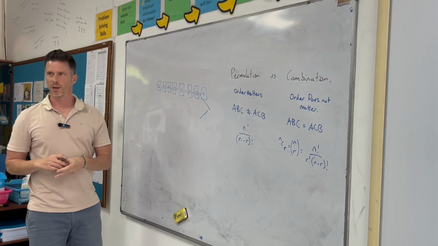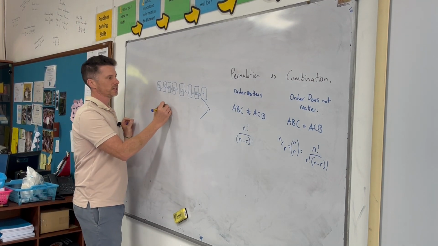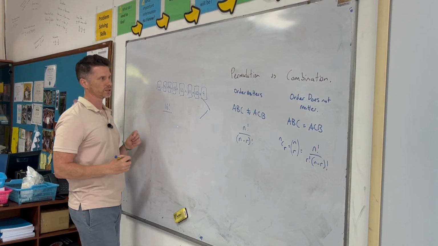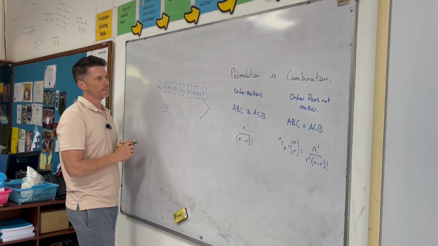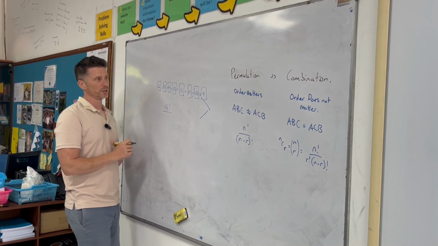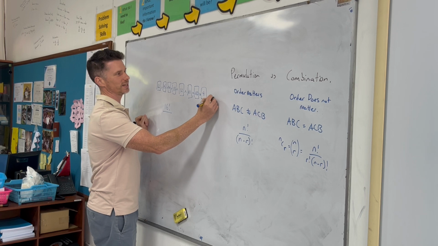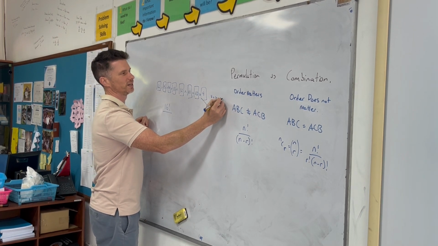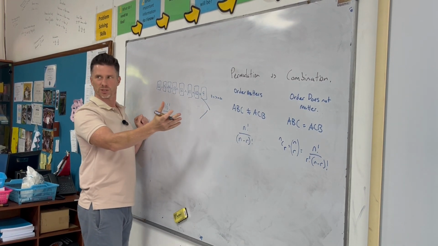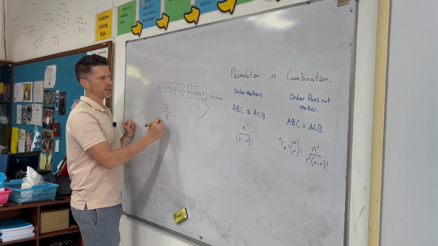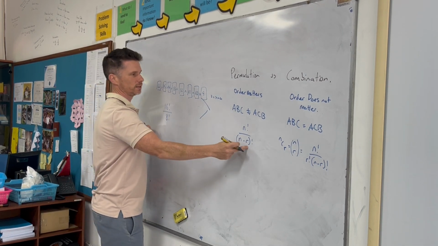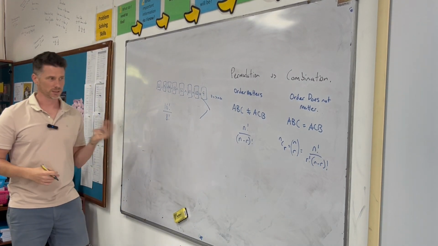If you want to use the formula, you would go 16 factorial divided by 8 factorial. So we're taking a factorial, but we don't include this part. Why don't we? Well, they're the positions that don't matter. So we divide it by 8 factorial, since 16 minus 8 factorial gives us 8 factorial.